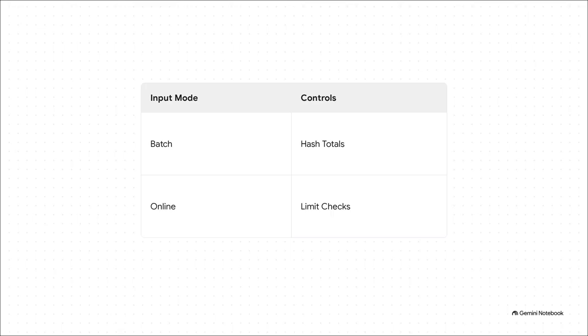Now, for online real-time input, our controls look a bit different. We use pre-formatting screens so they look like familiar paper forms. We use field checks that automatically reject letters if someone types them into a social security number field. We use limit checks so an employee can't accidentally log 150 hours in a single week. And we use check digits, which are clever little algorithms used to verify identification codes.